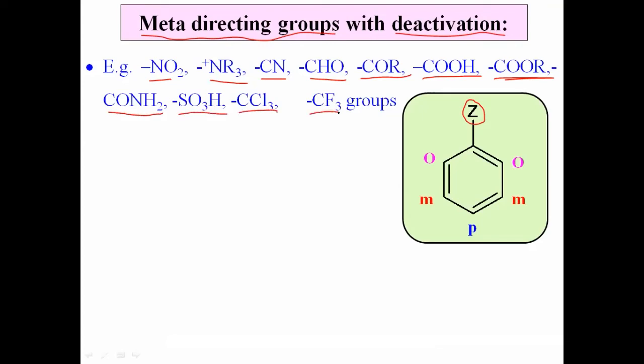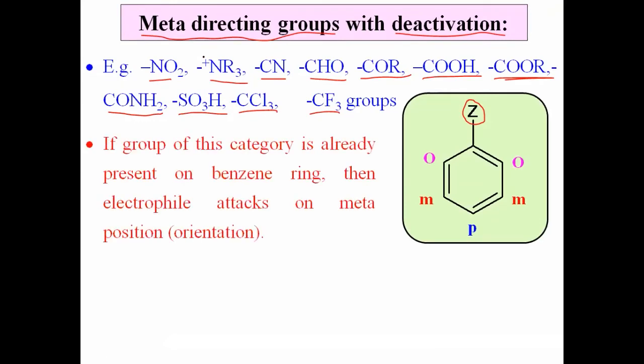Actually, these atoms or groups cause an electron withdrawing mesomeric effect. Now, what is the role of these particular groups? Suppose benzene already has such a group, then the electrophile attacks at the meta position, meaning the orientation is meta. If benzene already has that group, the electrophile attacks at the meta position and it undergoes electrophilic substitution at the meta position. This is the orientation.